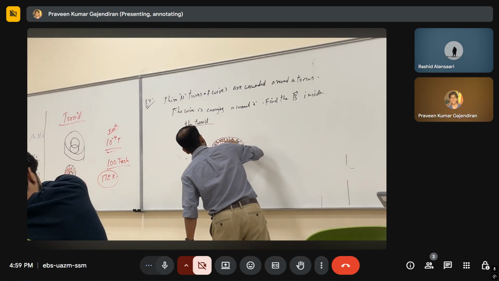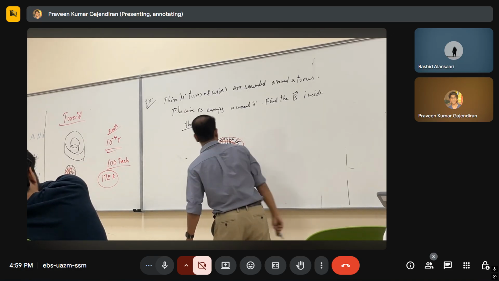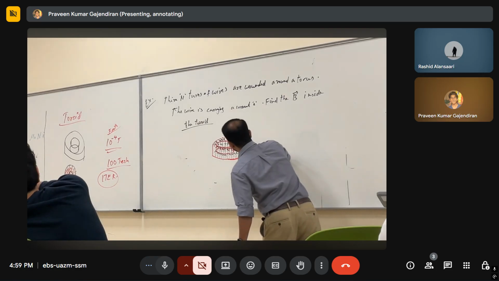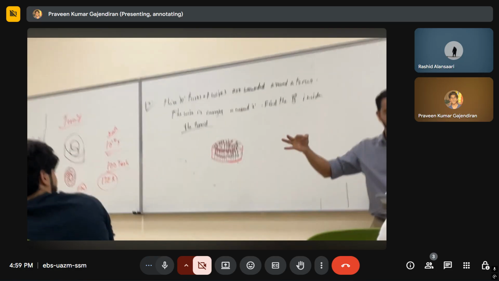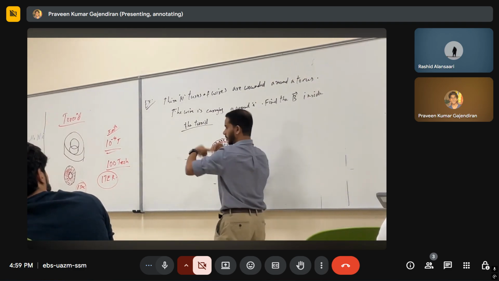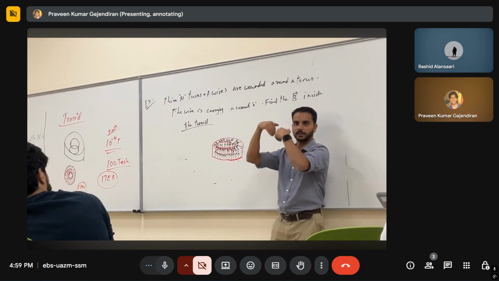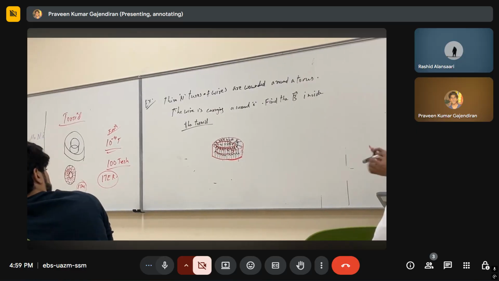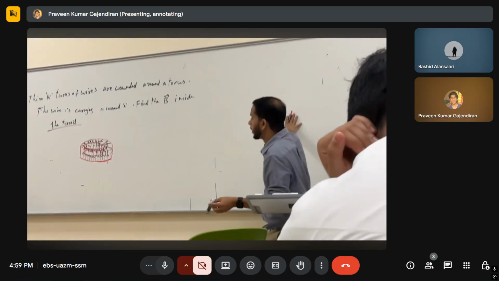To make a 3D one, you have some coil, and the wires are mounted like this, and the currents are going into some kind of loop. Now find the magnetic field inside it. How do you find the magnetic field inside?